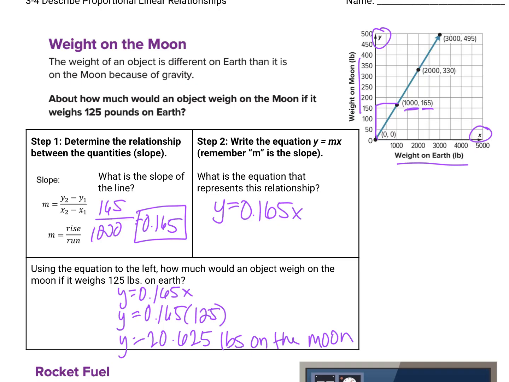So just to recap everything we did on this question, the first step was we found our slope, so our rise over run. Again, we could have found points and plugged them into our slope formula, but we just did rise over run on this question since we had a graph. Step number 2, we then used that slope from step 1, wrote it in our equation of y equals mx, and then lastly, we used that equation substituting x for 125 pounds to find how much that object would weigh on the moon.